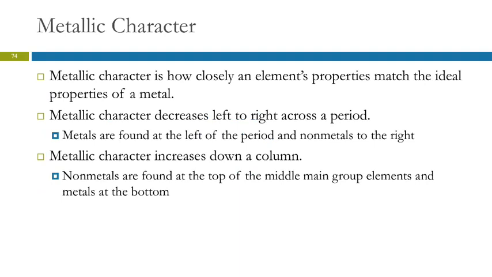So metallic character is how closely an element's properties match up with the classic, ideal properties of a metal. This is, I think, actually the easiest trend of all of them to figure out. Metallic character decreases as you go from left to right across the period, and it increases as you go down a column. And you can actually figure this out because we can tell by that stair-step line dividing the two sections of the periodic table that the nonmetals are in the upper right corner and the metals are in the lower left. So let's look at a periodic table.